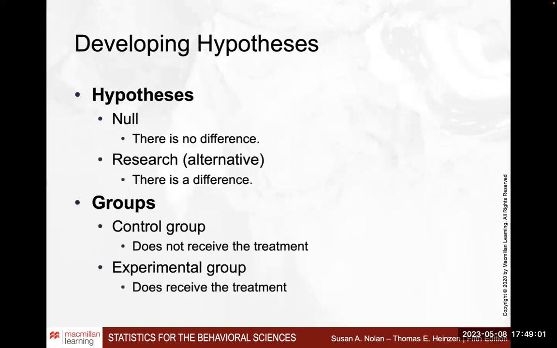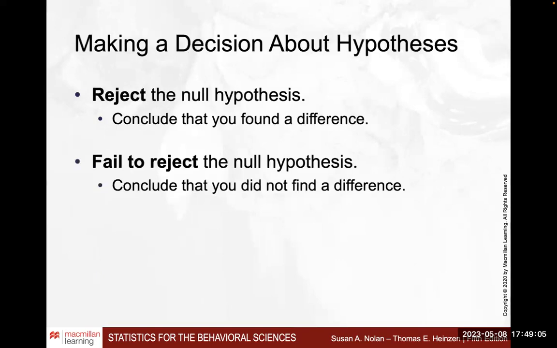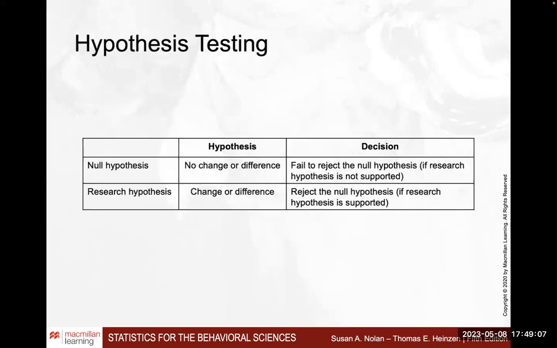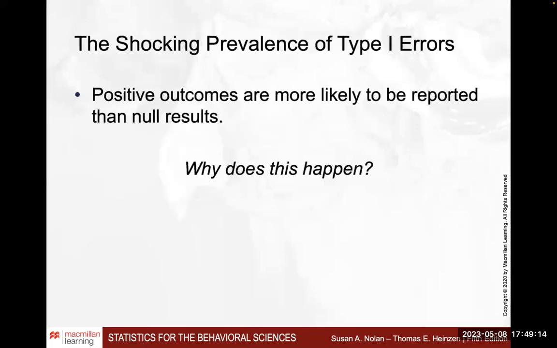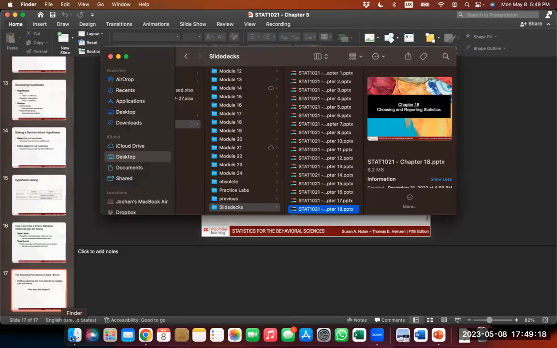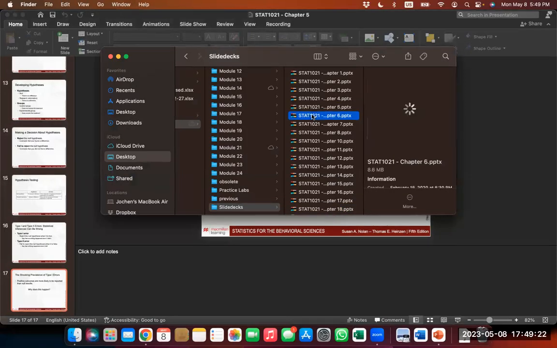Inferential statistics, hypothesis. We talked about this: null hypothesis, research hypothesis, reject, fail to reject. You know all of these. Now, type 1 and type 2 error. By all means, know the difference between those two. Okay, Z-score. That was chapter 6.